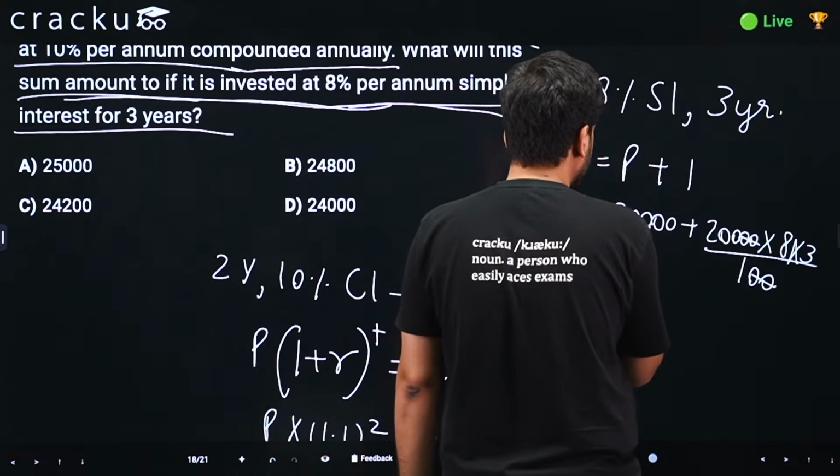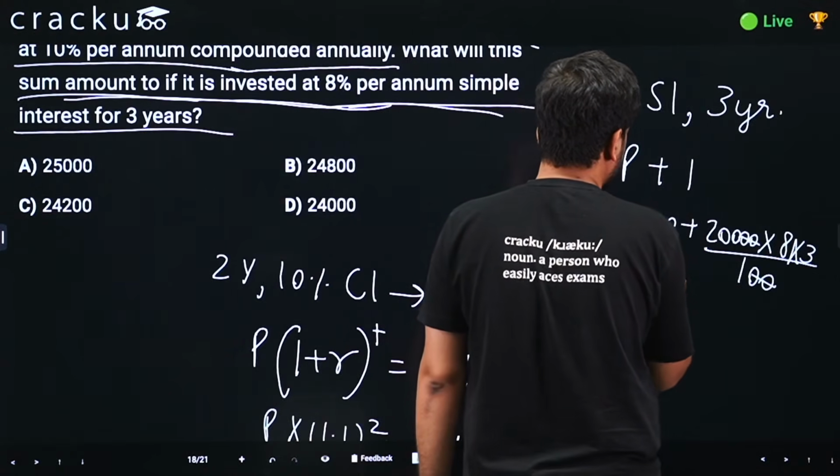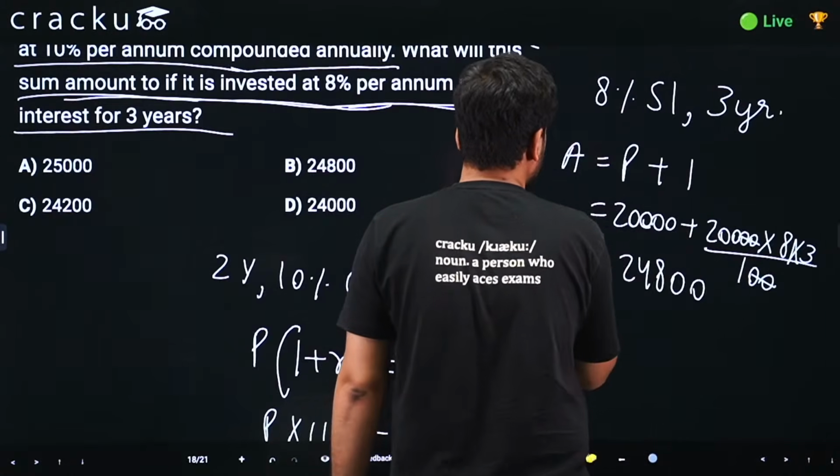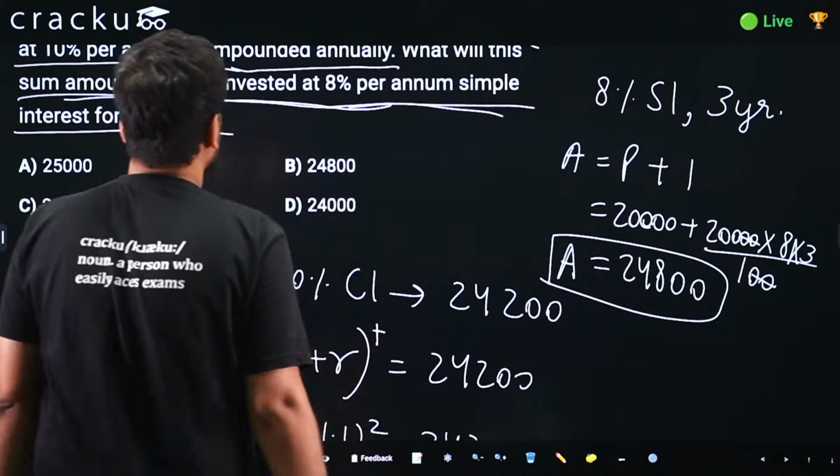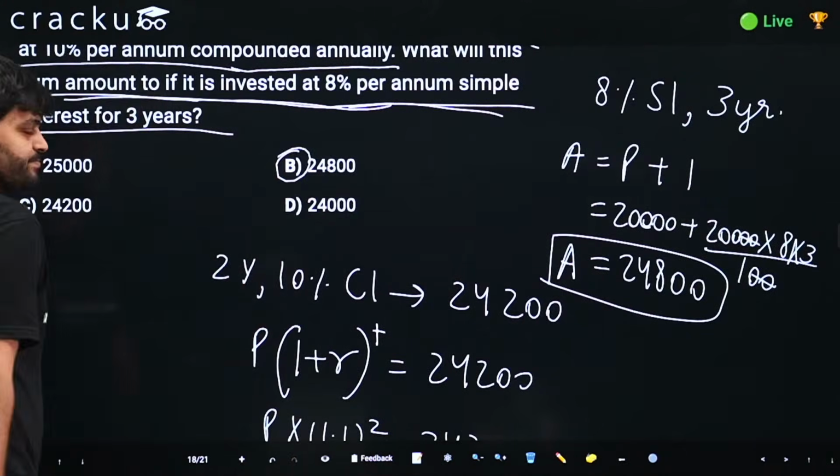So this would come out as 24,800. This would be the amount. So option B would be the answer here.